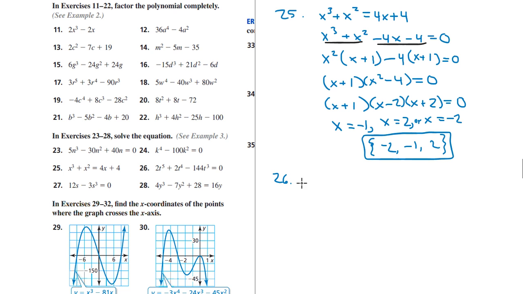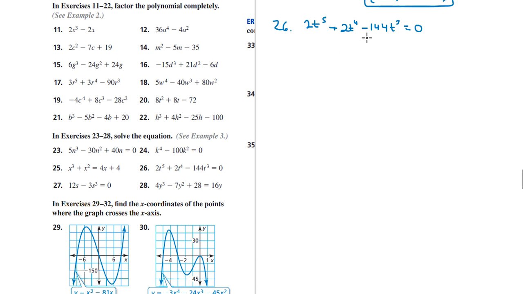Number 26. I have 2t to the 5th plus 2t to the 4th minus 144t cubed equals 0. All right, so on 26, take out the greatest common factor, which is 2t to the 3rd, or 2t cubed. What remains is t squared plus t minus 72 equals 0. So we need to factor this trinomial. So that trinomial is going to factor into the product of two binomials.